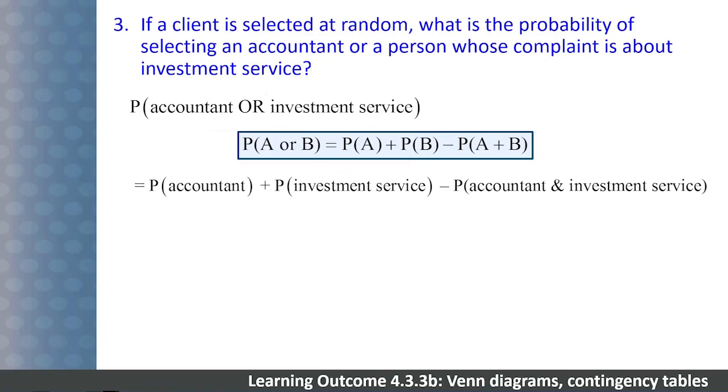So, the probability of an accountant plus the probability of a complaint about investment service minus the intersection between the two is equal to 190 divided by 500 plus 110 divided by 500 minus 10 divided by 500, which is equal to 290 divided by 500, which is equal to 0.58. Let's express the answer as a percentage to make it easier to interpret. So the probability of a randomly selected client being an accountant and complaining about investment service is 60%.